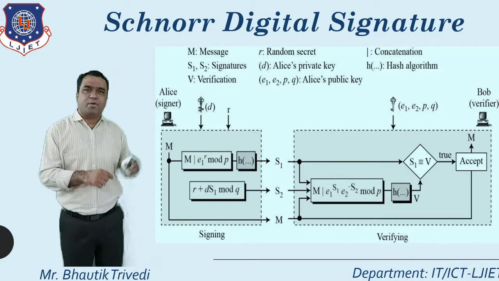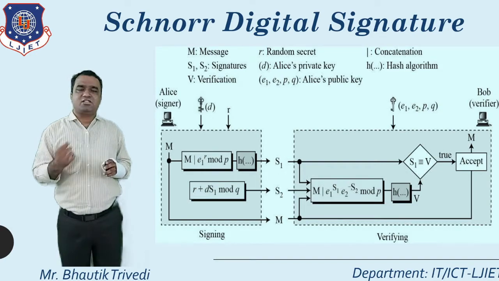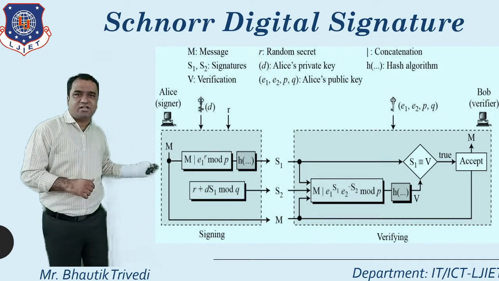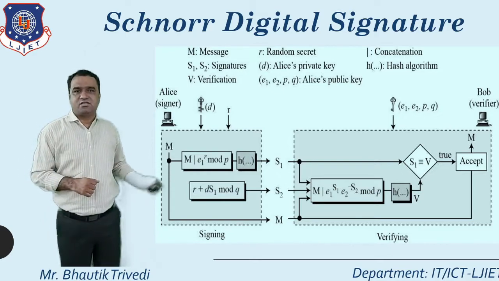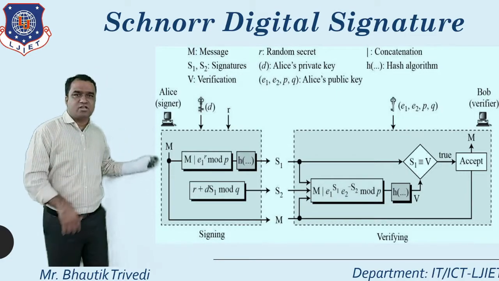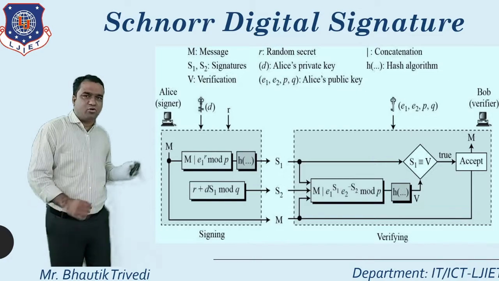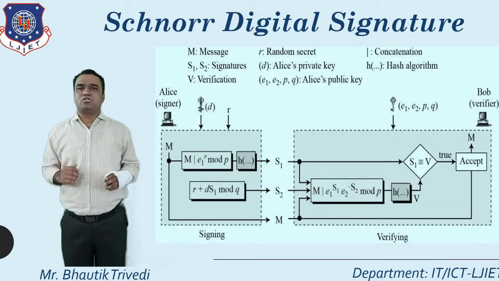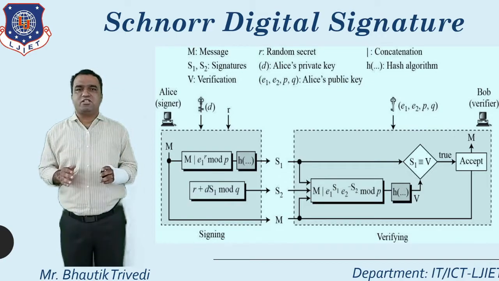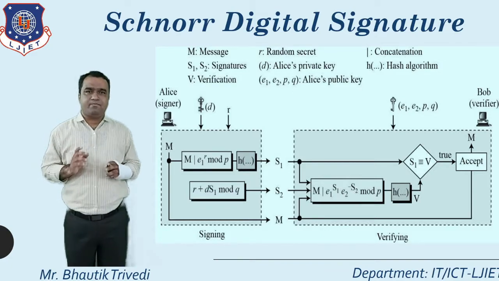Must remember one thing: S1 and S2 are part of ElGamal also. S1 and S2 are part of this Schnorr digital signature also, but with different formulas for S1 and S2. How do I generate S2? R plus D times S1 mod Q. This is the way you generate S2. And you can directly pass the M also. So the final conclusion of the signing phase is that using the signing phase of the Schnorr digital signature, you generate S1, S2 and M.